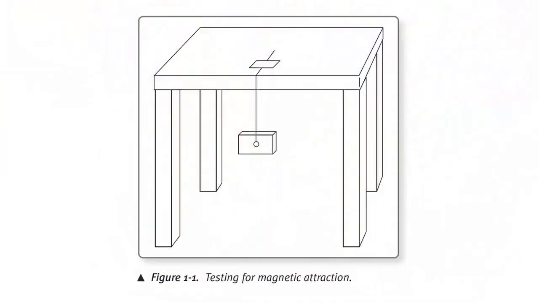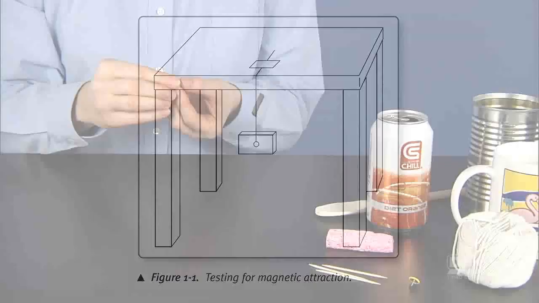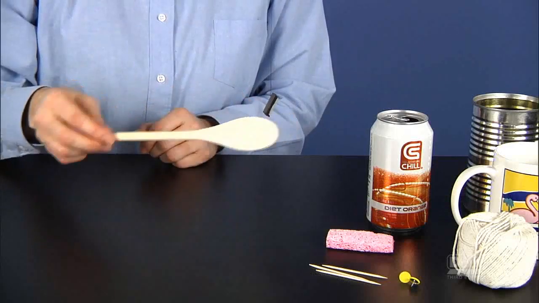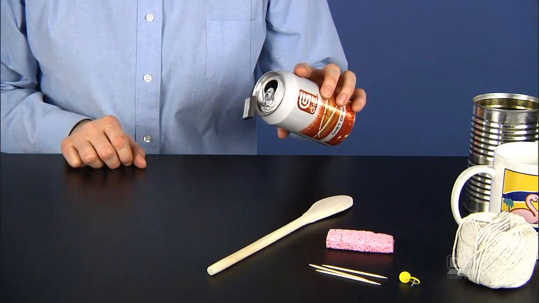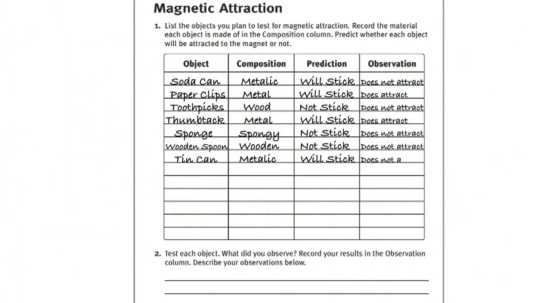Next, show the students how to use tape and thread to suspend their magnet from a table. Instruct them to test the objects they have selected by holding each object near the magnet. Students should continue predicting and testing until all of the objects have been tested. Remind them to record their observations.